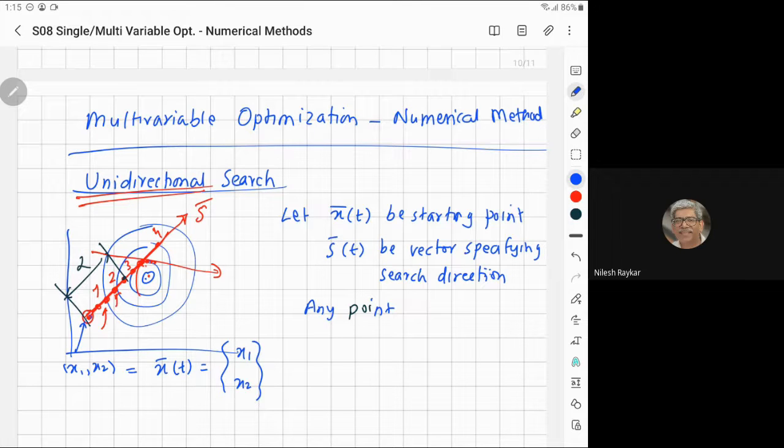So any point on the line starting at x bar t. This t is to indicate the iteration number. In the first iteration, the starting point is x bar 1. In the second iteration, it is x bar 2, and so on. That is just the nomenclature that I'm explaining.